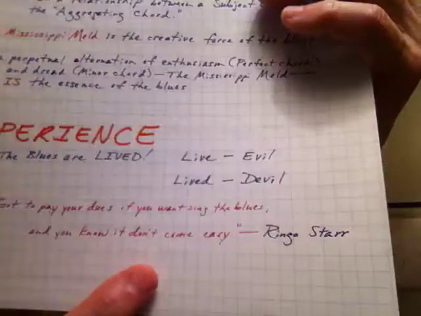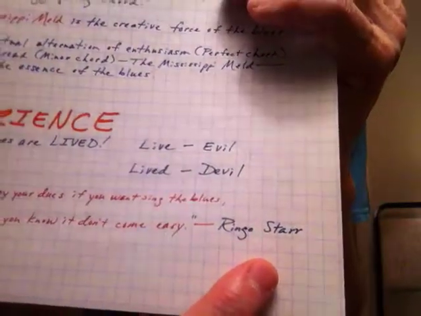When you hug your wife, you hug your child, your son, your daughter, that means you've said yes. And if you don't believe me, well, what does the great Ringo Starr say? Ringo says, got to pay your dues if you want to sing the blues, and you know it don't come easy. And ain't it the truth?